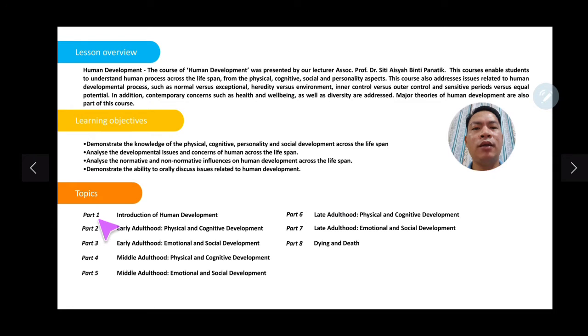Topics. Part 1. Introduction of Human Development. Part 2. Early Adulthood, Physical and Cognitive Development. Part 3. Early Adulthood, Emotional and Social Development. Part 4. Middle Adulthood, Physical and Cognitive Development. Part 5. Middle Adulthood, Emotional and Social Development. Part 6. Late Adulthood, Physical and Cognitive Development. Part 7. Late Adulthood, Emotional and Social Development. Part 8. Dying and Death.